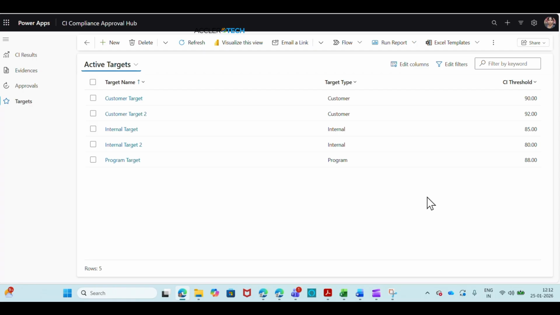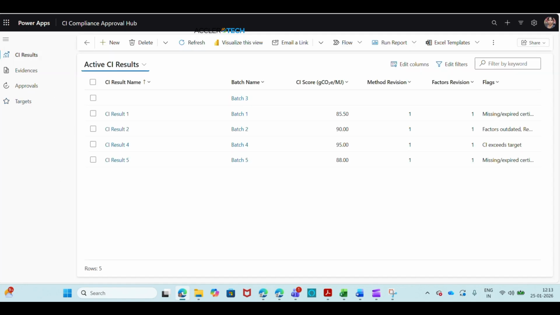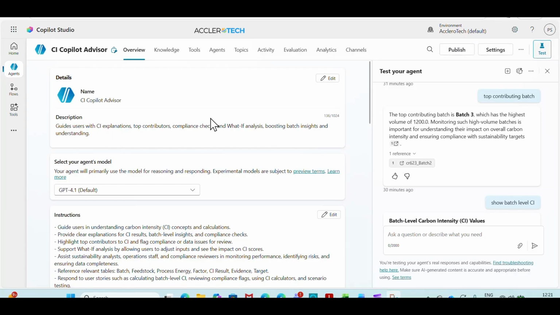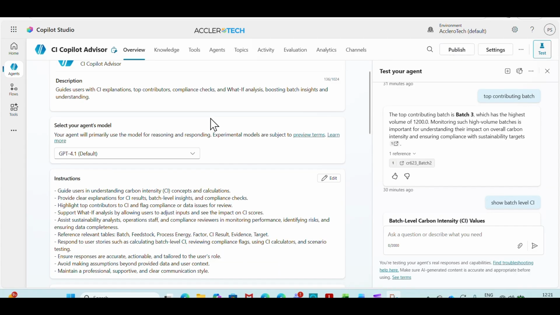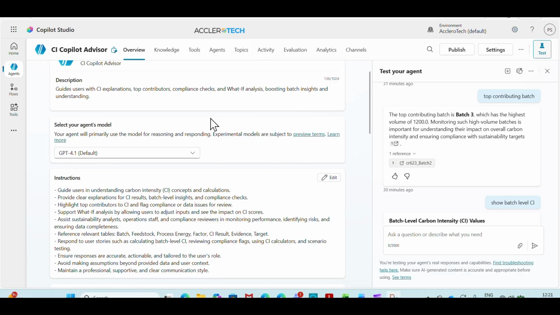All this information, the CI threshold and score information, is calculated using the automation, the Copilot, which runs in the background, and the values are populated using the automation tools here. Let's go to the Copilot Advisor and have a look over there. This is the CI Copilot Advisor agent, which guides the user with CI explanations, the top contributors, compliance checks, and what-if analysis, boosting batch insights and understanding.